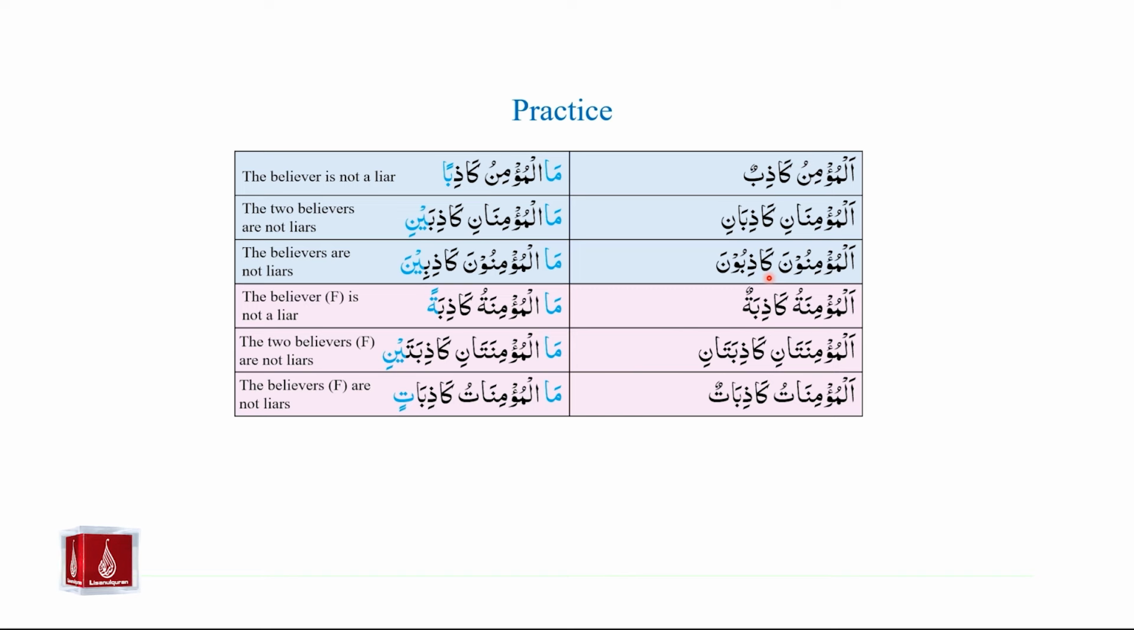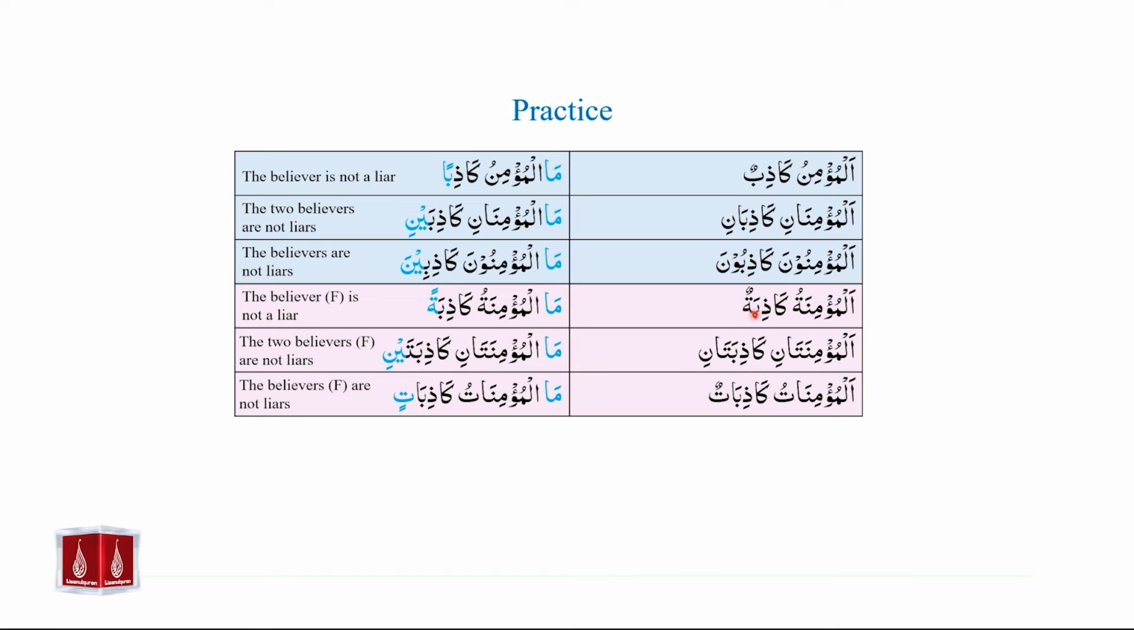Al-mu'minuna kazibuna. Mal-mu'minuna kazibina. Kazibuna is becoming kazibina. Una ending sound indicates rafa status. Ina ending sound indicates nasab and jar status. In the case of kazibina, it is indicating nasab status because ma will make the khabar mansoob. The believers are not liars, and the meaning of not is coming from the presence of ma, which is making this jumla ismiya negative. Now let us look at the feminine examples.